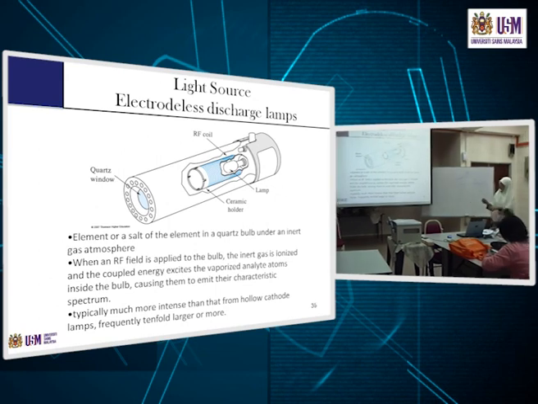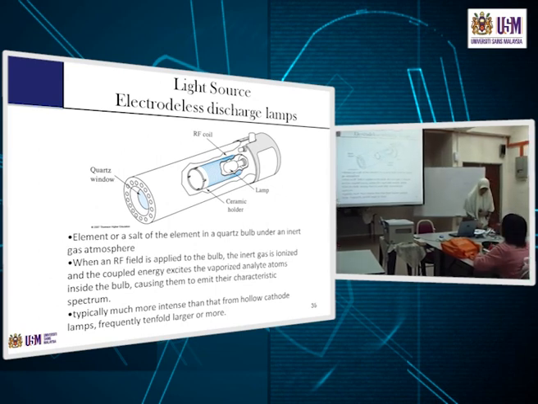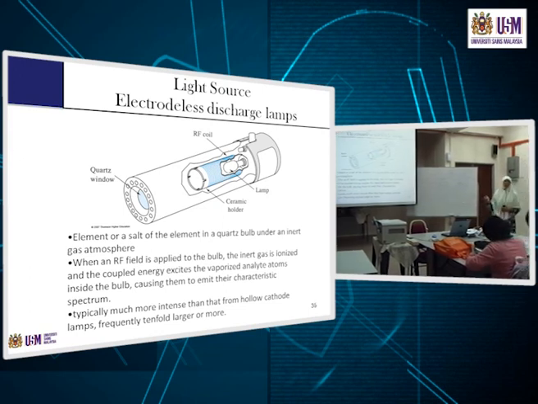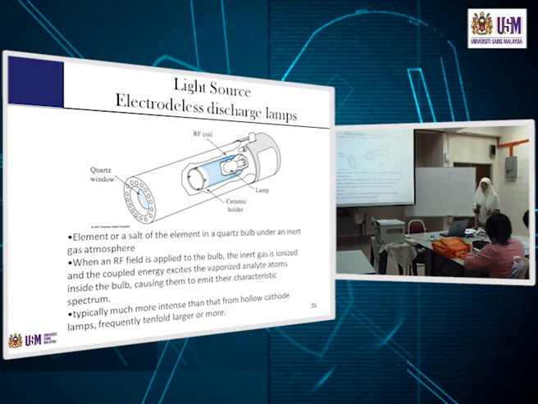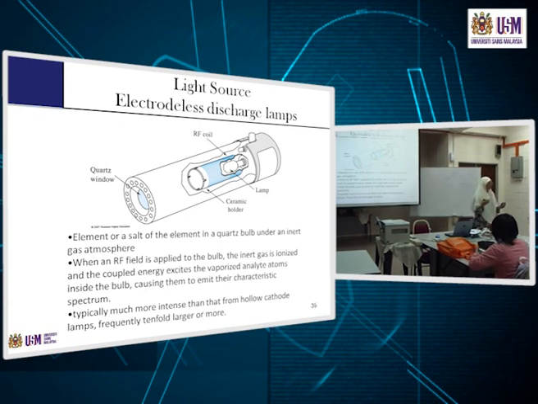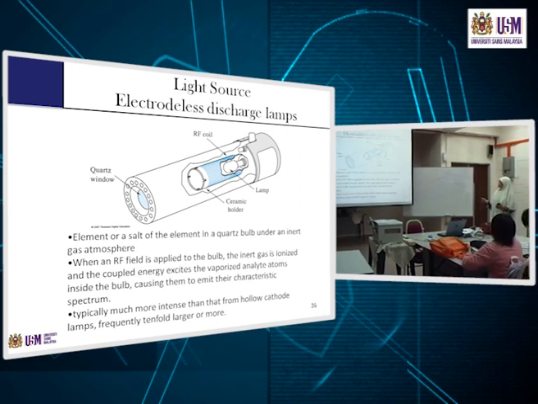The second kind of source for AAS will be what is called electric discharge lamps, which are expensive. Even the hollow cathode lamps are $1,000. It's not just $100 expensive. Electric discharge lamps are even more expensive. Most of the time, we do not use electrodeless discharge lamps unless the analysis requires it, or for elements that you detect at low levels.